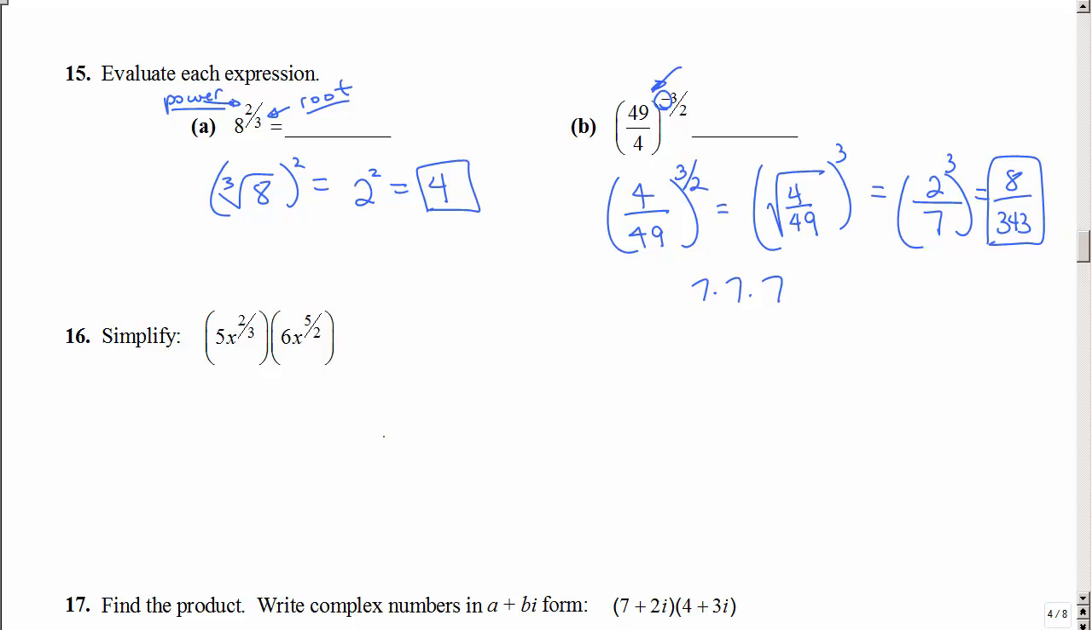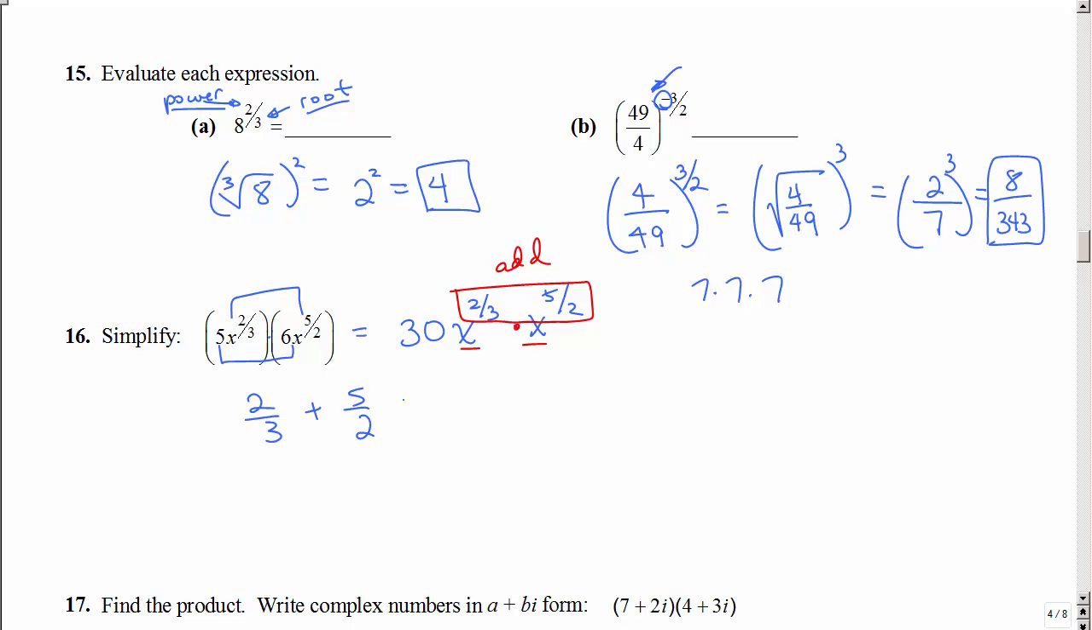What about this one? Simplify. Well, we're just multiplying those together. So let's multiply 5 times 6 is 30. And then I have to multiply x to the 2/3 times x to the 5/2. Well, what's my rule? If the bases are the same being multiplied, then I have to add my exponents. So I have to add 2/3 plus 5/2.